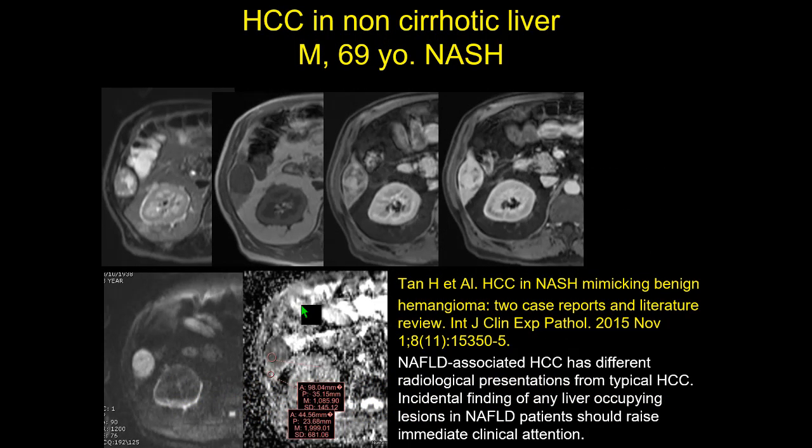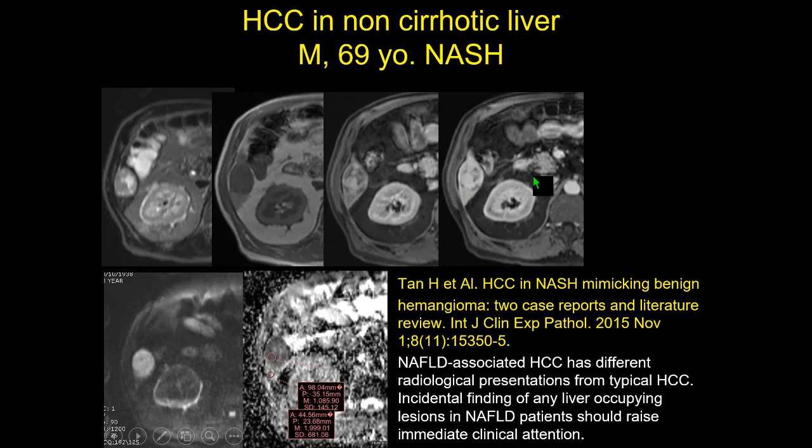And this was a male, 69 years old. He had NASH at the histology of the liver. There was this lesion, which was once again quite inhomogeneous with a central hyperintense area, which progressively took up contrast agents. This was seen at about 5 minutes.